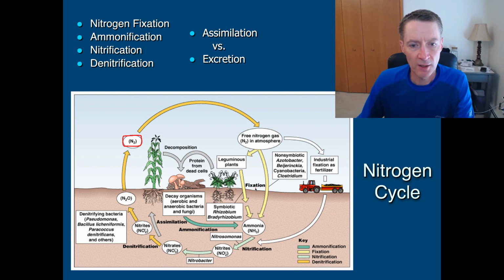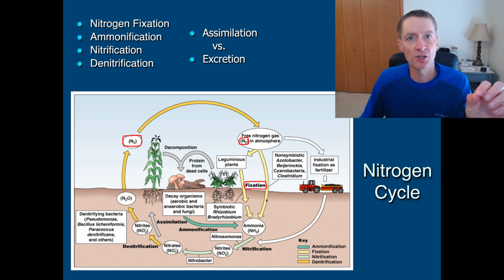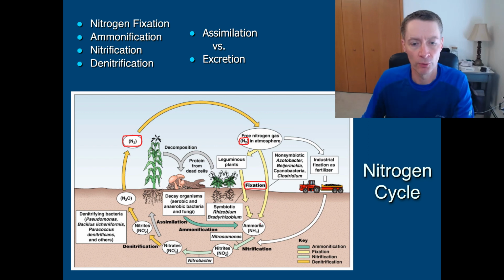Now, if we look to see, is there anything similar? And I find a fixation part of this diagram, and we had carbon fixation, we're going to have nitrogen fixation. We're going to have this free nitrogen gas, okay, this N2 in the atmosphere. And organisms on Earth are capable of fixing that nitrogen, chemically changing the N2 molecule into other molecules like ammonia.